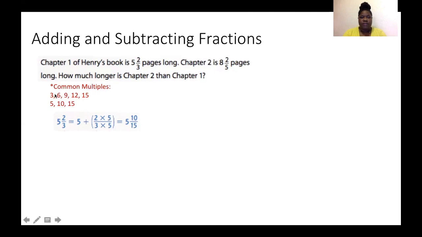So whatever I multiply my denominator by, I have to multiply my numerator by. And also up here, if I'm not sure, I can say 3 times 1 is 3. 3 times 2 is 6. 3 times 3 is 9. 3 times 4 is 12. 3 times 5 is 15.